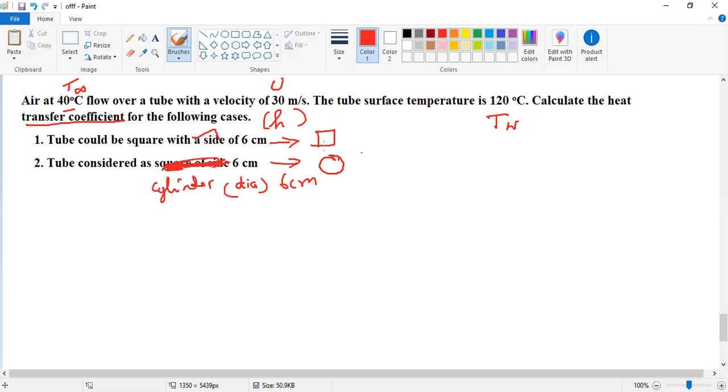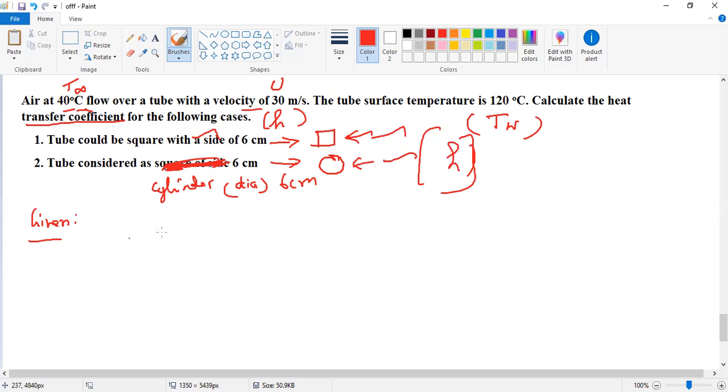So you have the same velocity, the same fluid temperature and the same surface temperature, only with changes in area. This tube is a square shape, but this tube is a cylinder shape. We have two cases, and we find out the H, the heat transfer coefficient. So just note the given data.